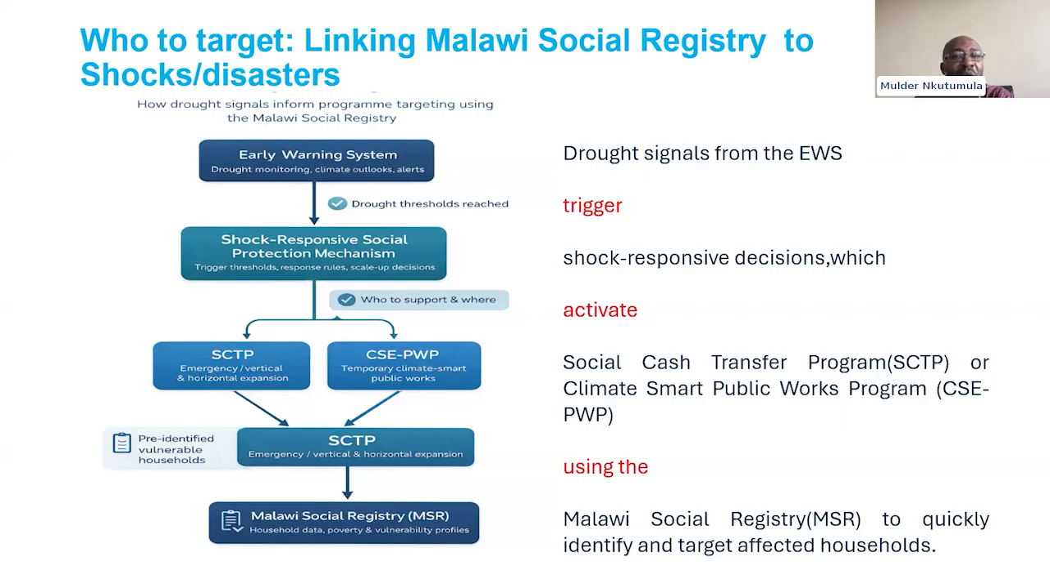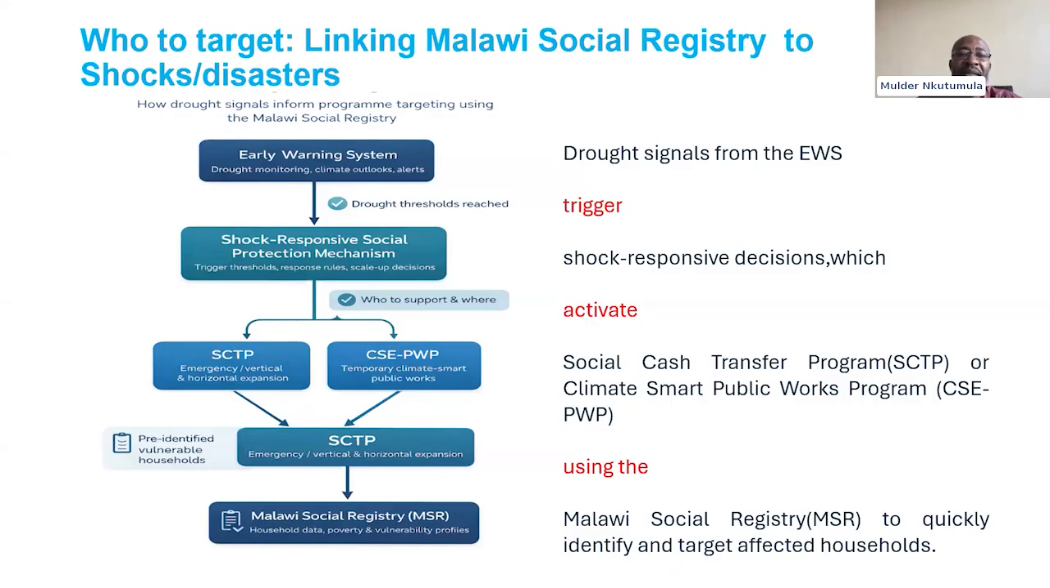Then who supports is that, we have our baseline. I'll discuss more further as we go through. We have what we call the regular social cash transfers, the vertical expansion. And we also have the horizontal expansion. These are now the additional households from the climate smart public works.